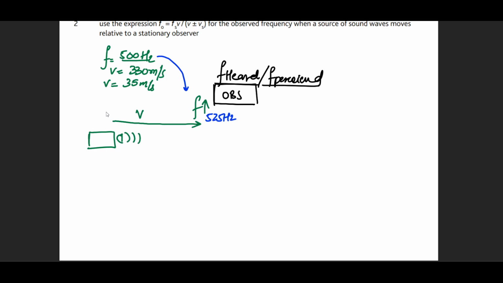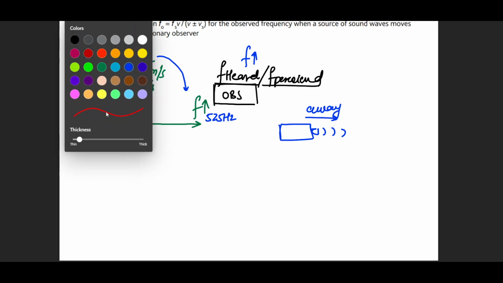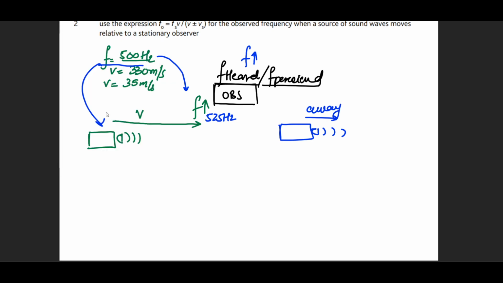Now the actual frequency produced by the source is 500 hertz. But why is this person hearing a frequency a bit higher? We'll get to that later. When this sound producing van moves away from the observer, the perceived frequency is actually less than the actual value. For this example, let's assume it comes out as 470 hertz.